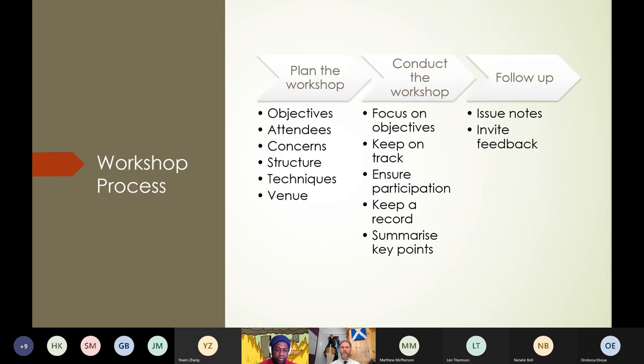Okay, so you might have different reasons for having the workshop. Regardless, you'll set up the workshop in similar ways. Not surprisingly, the first thing you do is plan it. Why are you having the workshop? What are you trying to get out of that? And that will inform who comes.